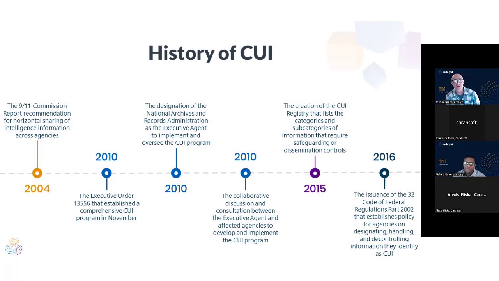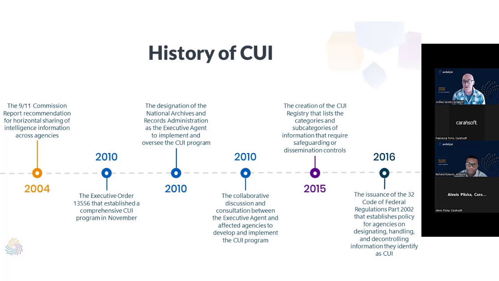And then a brief history of CUI. Back in 2004, the 9/11 Commission report recommended horizontal sharing of intelligence information across agencies. And then in 2010, Executive Order 13556 established a comprehensive CUI program in November of 2010. And as you can see on the screen, 2010 was a busy year, right? The designation of the National Archives and Records Administration as the executive agent to implement and oversee CUI, as well as the collaborative discussion and consultation between the executive agent and affected agencies to develop and implement a CUI program.